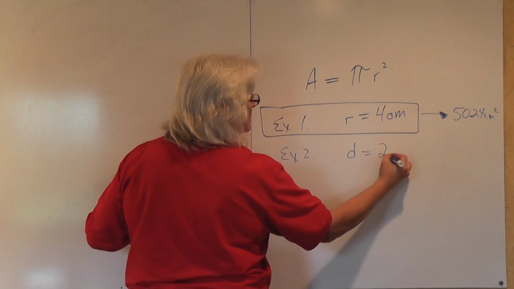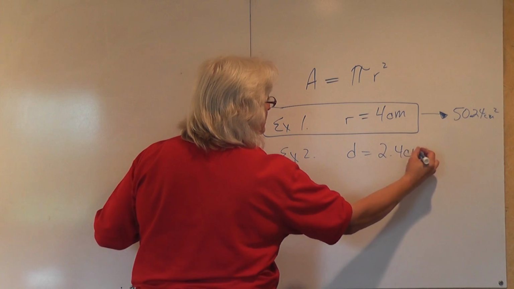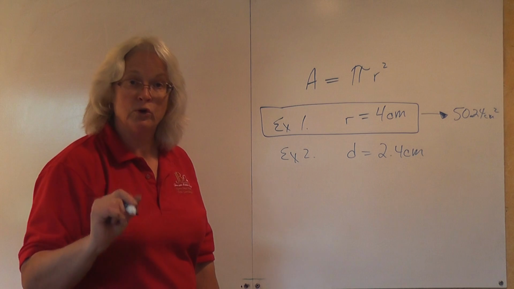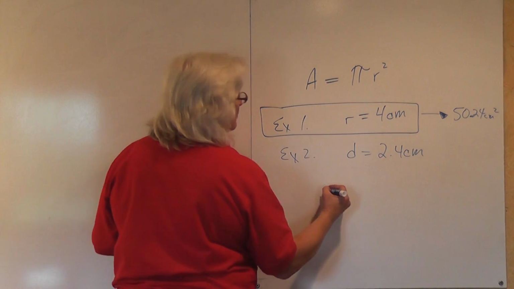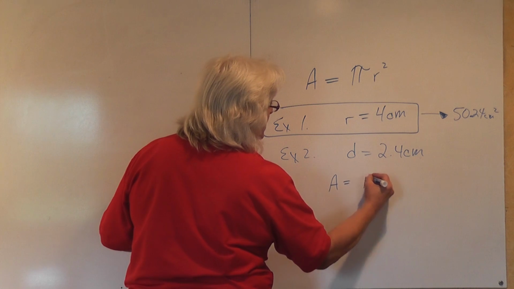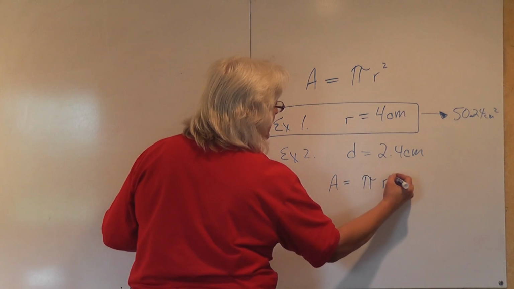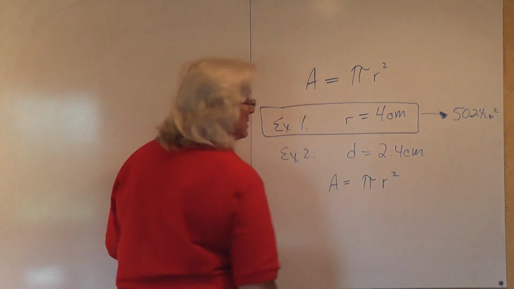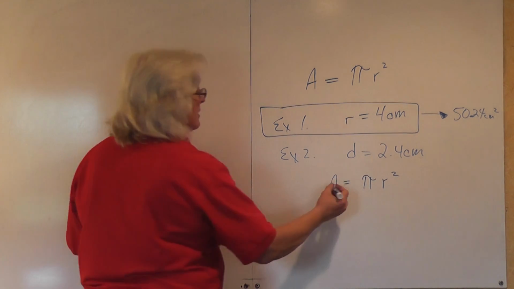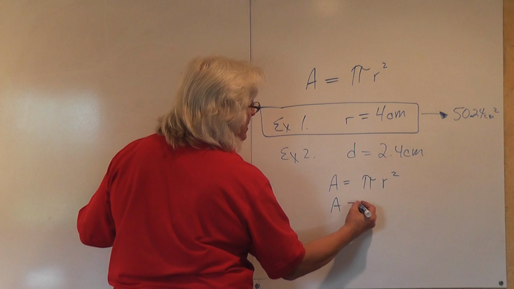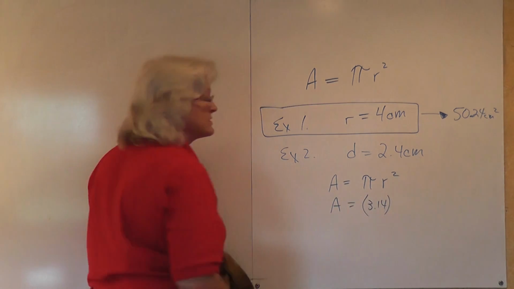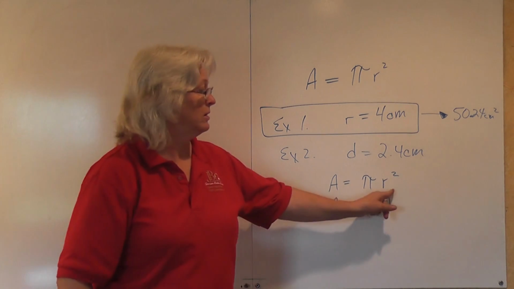D is equal to 2.4 centimeters. Write your formula. Your formula tells you that the area of a circle is pi times the radius squared. Now we're going to go ahead and substitute our values in. We've been told that pi is equal to 3.14.